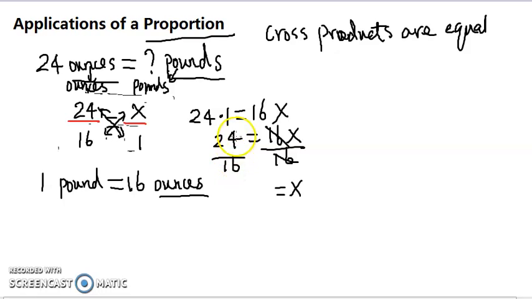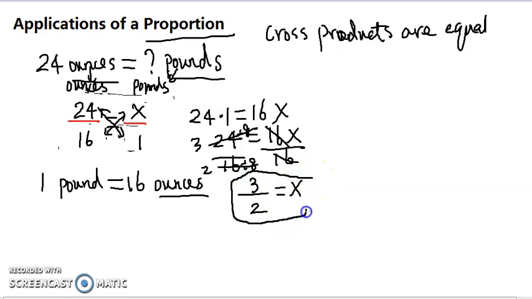The left hand side we can just reduce this fraction. Notice that 8 goes into both of them. So we're going to divide both the top and the bottom by 8. That gives us 24 divided by 8, 3, and 16 divided by 8, that's a 2. So we end up with 3 halves. If you want to do long division and get a decimal, which is 1.5, you can also do that, but a fraction is also acceptable. So we know 24 ounces equals 3 halves pounds.